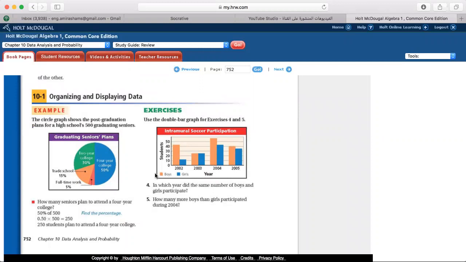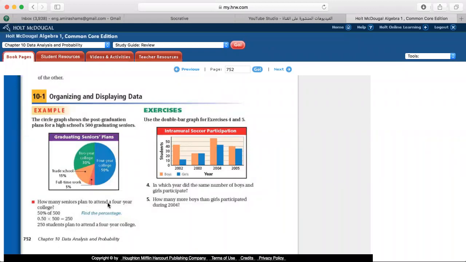As you see here, we have a circle graph on the left. The circle graph shows the post-graduation plans for a high school's 500 graduating seniors. The plans are 4-year college, 2-year college, trade school, or full-time work. After they graduate, 50% of them decided to complete their learning and will take a 4-year college. 30% will take 2-year college. 15% will take a trade school, and 5% will work full-time.